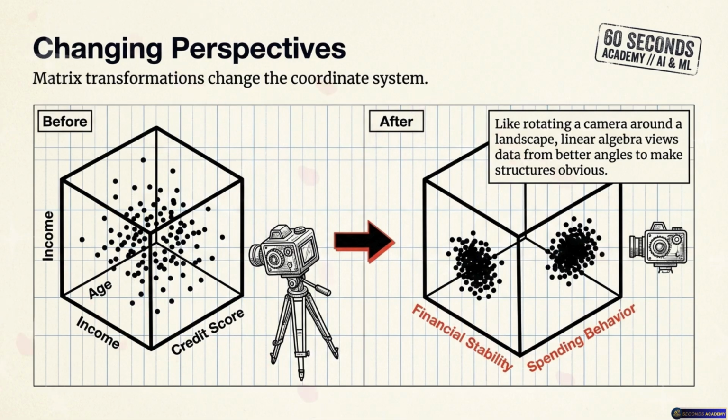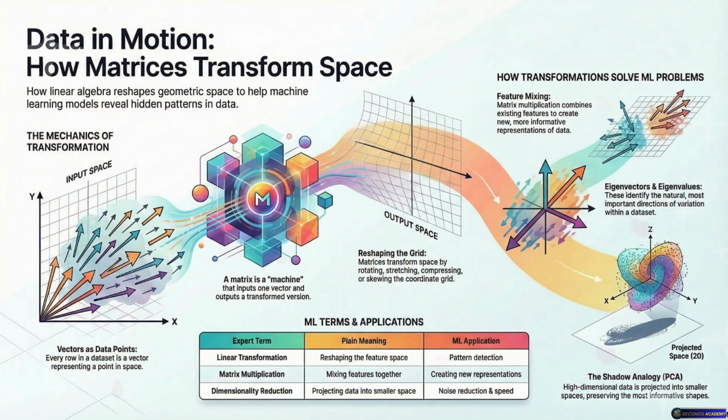But by applying a specific transformation matrix, we can rotate our axes. We change the basis vectors of our space. Now, we are no longer measuring the data against the arbitrary raw variables. The matrix rotates the grid so that the new axes align with the natural shape of the data itself. So we get a better view. Exactly. Our new x-axis might perfectly track financial stability, while our new y-axis tracks credit risk. So when senior engineers talk about finding the optimal representation of the data, they mean mathematically rotating the camera until the patterns become obvious.